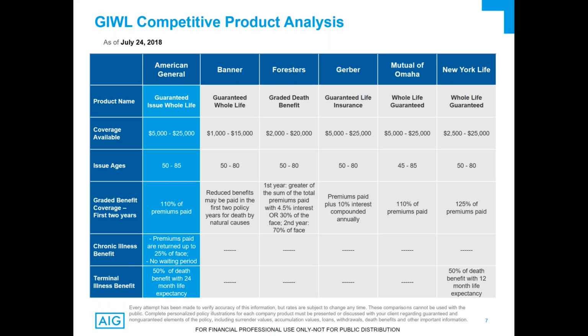We do have the graded death benefit of 110% of premiums paid. If you're in the guaranteed issue whole life space, you're going to have a graded death benefit. And then again, we have those 2 additional benefits: the chronic illness benefit and the terminal illness benefit, which from our understanding, there's only one other carrier out there that has any additional benefits beyond the death benefit for their guaranteed issue whole life product. So we really feel like we're in there with the majority of opportunities that are out there, plus we've got 2 additional benefits that help to differentiate AIG from the competition.